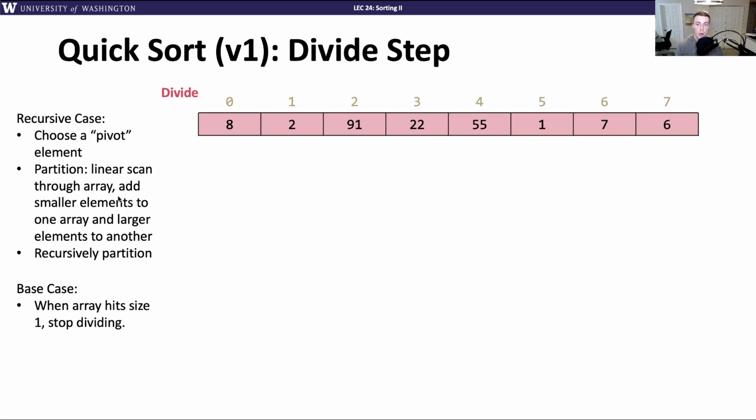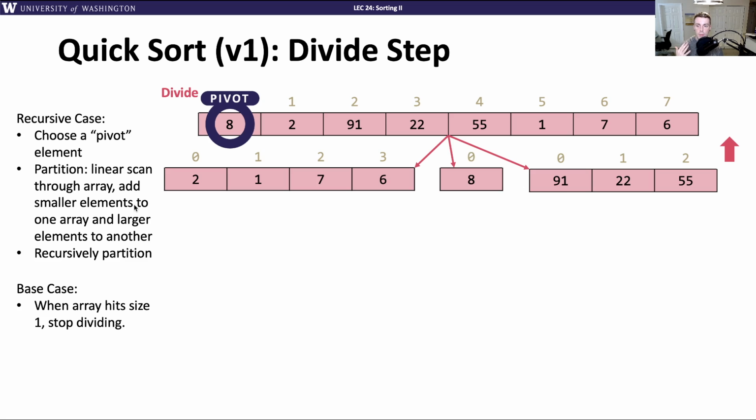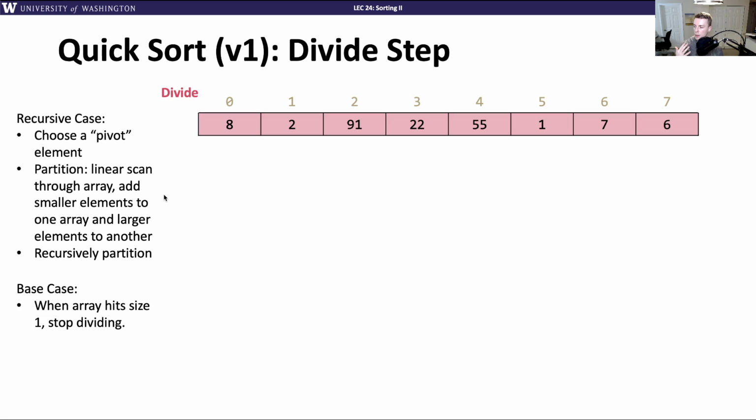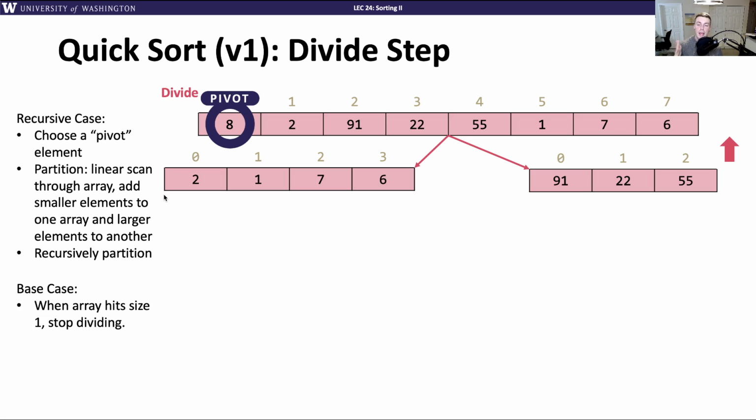Starting with dividing, in our recursive case, we need to choose a pivot. It's going to be the element that we use as our separation tool. Again, in this part of the video, let's just assume the way we pick the pivot is always the first value. We start by scanning through the array and separating the values based off if each is less than or greater than our pivot value. So we'd separate the 2, 1, 7, 6 into the left array and 91, 22, 55 into the right array. This will involve a linear scan over the data to go through everything and see whether it is smaller or larger than the pivot I just chose.